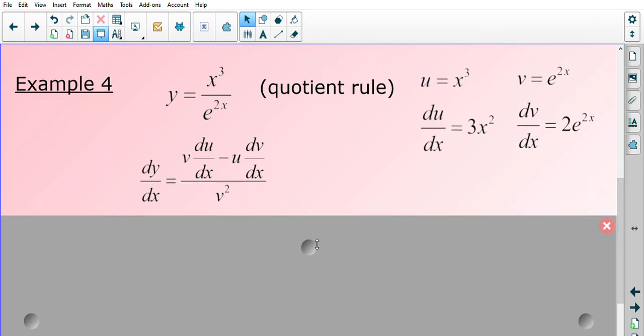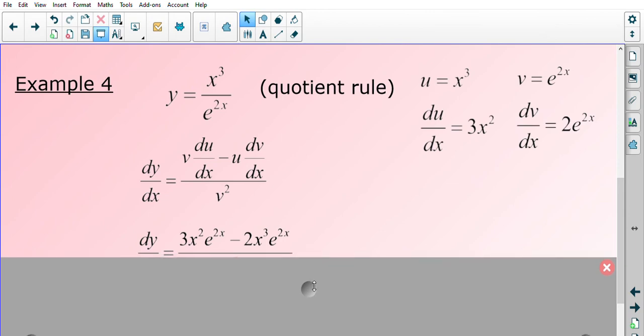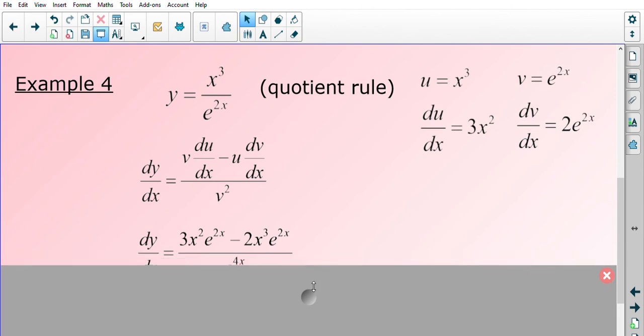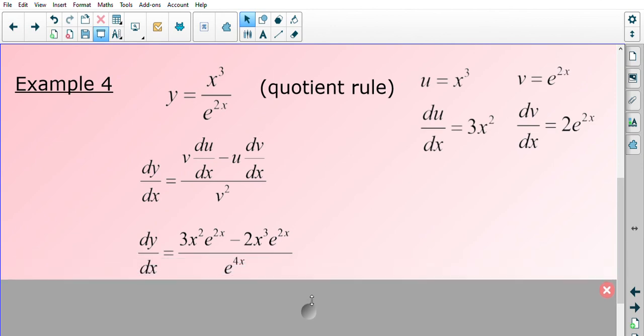If I do that properly, if I look at the numerator, v times du by dx, that's going to be e to the 2x times 3x squared, so it's going to be 3x squared e to the 2x, minus u times dv by dx. Well, u was x cubed, dv by dx was 2e to 2x, I'll put the 2 at the front, so I'm going to get 2x cubed e to 2x there. Now v squared means I have to square e to the 2x. If I square it, it means I'm multiplying the exponent by 2, so 2x times 2, which is 4x, I'm going to get e to the 4x as my denominator.